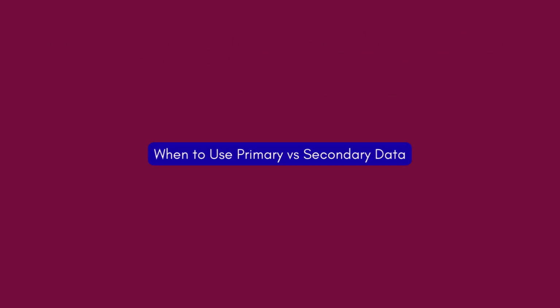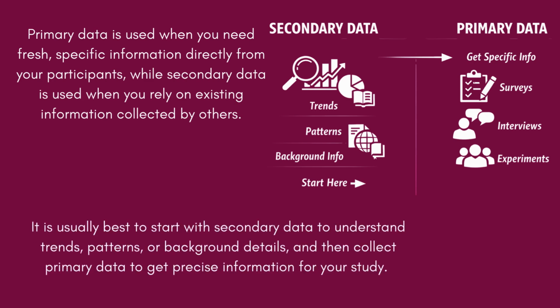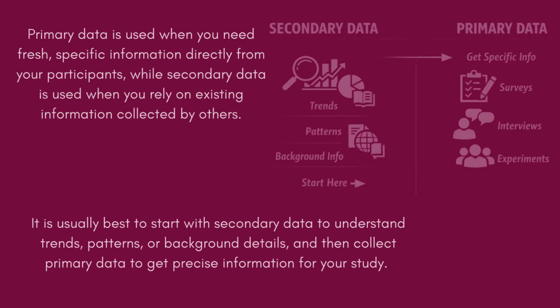When to use primary versus secondary data. Primary data is used when you need fresh, specific information directly from your participants, while secondary data is used when you rely on existing information collected by others. It is usually best to start with secondary data to understand trends, patterns, or background details, and then collect primary data to get precise information for your study.